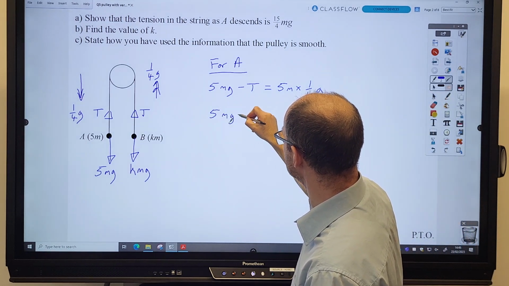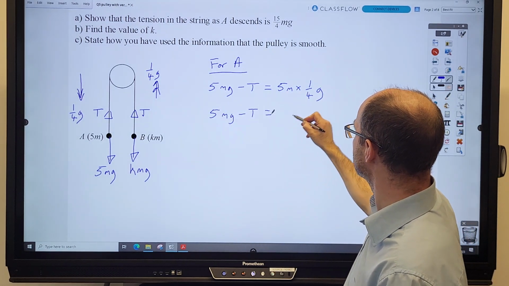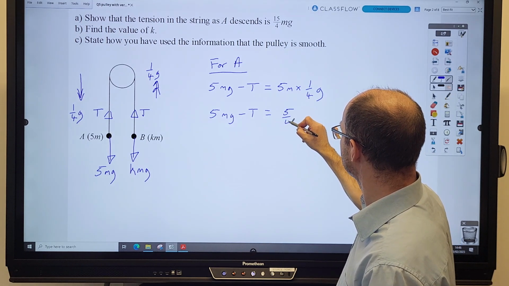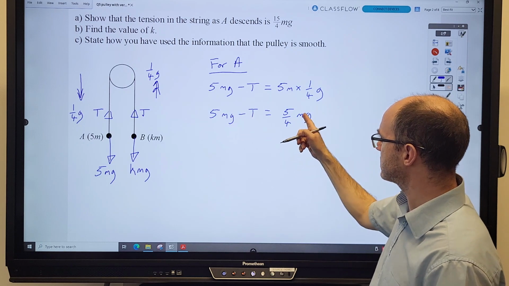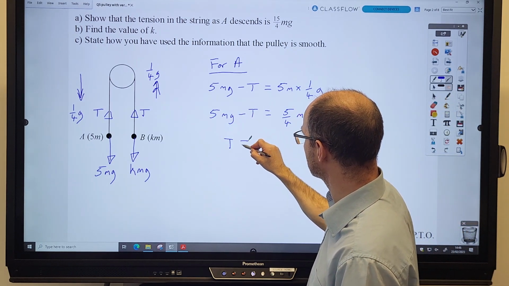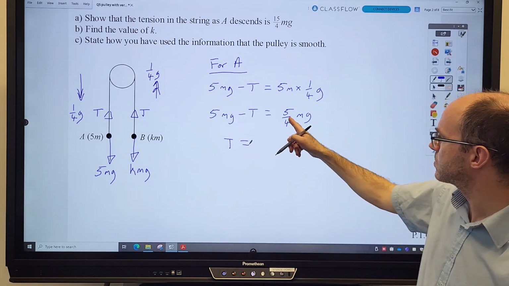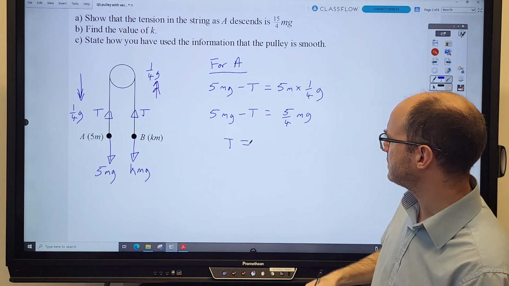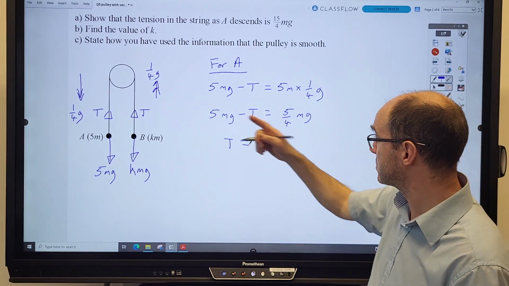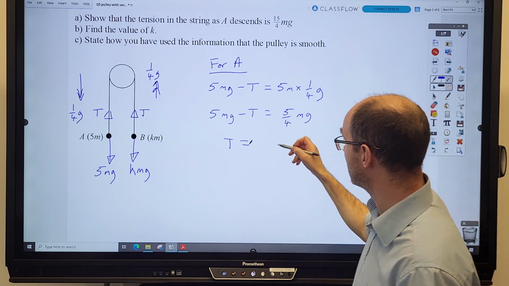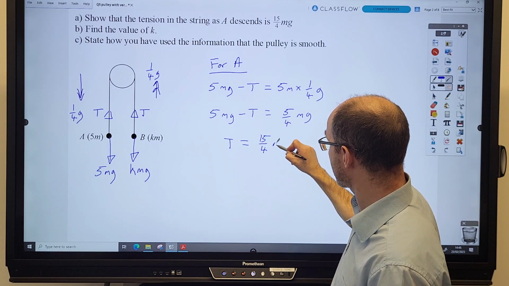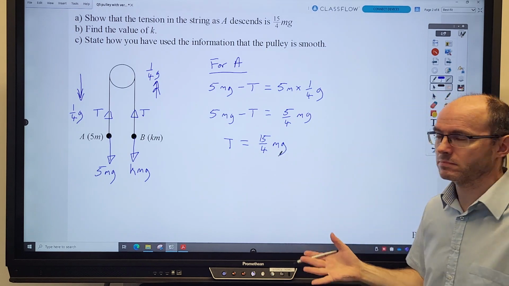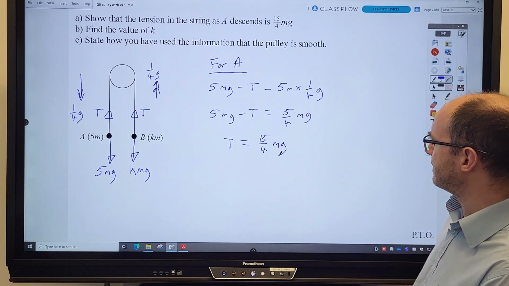5mg minus T is equal to 5/4 mg. We'll bring this over to that side and this over to that side, and rewrite it like this. T is equal to 5 subtract 5/4. What's that? 20/4 subtract 5/4. That's going to be 15/4 mg. Okay, that's that bit done.